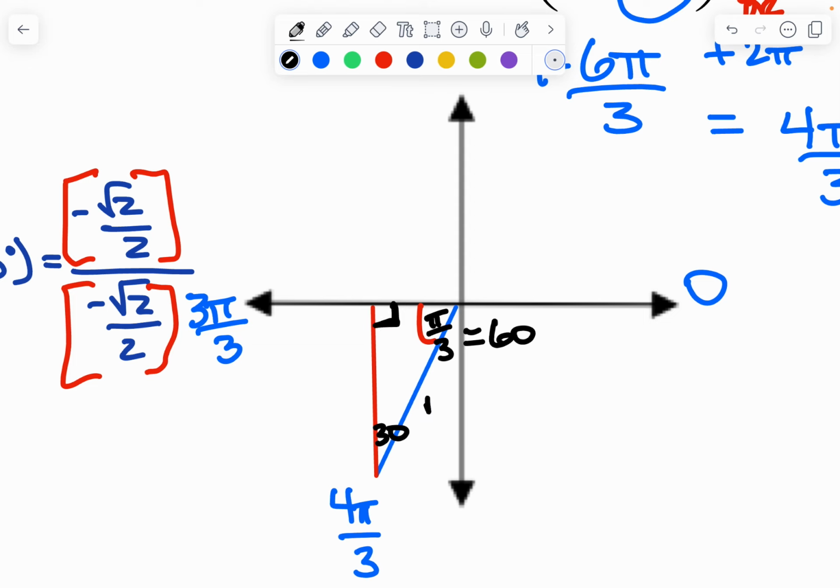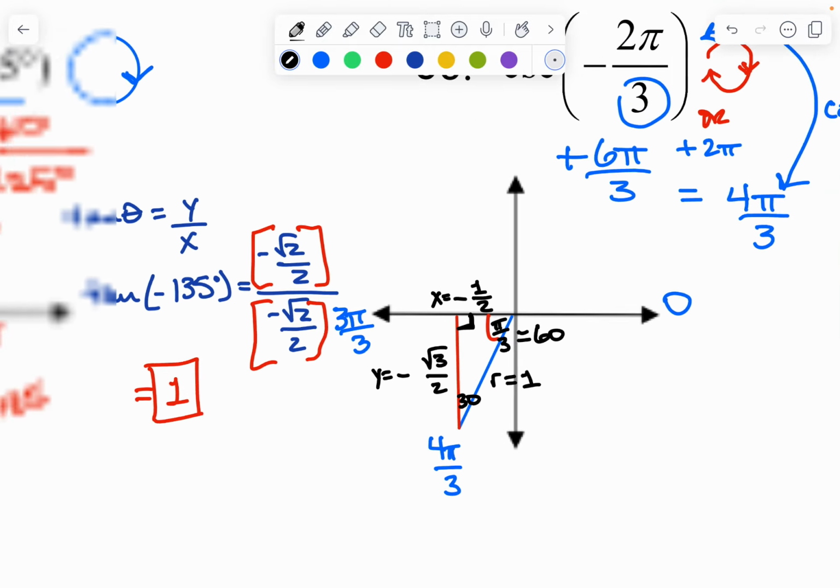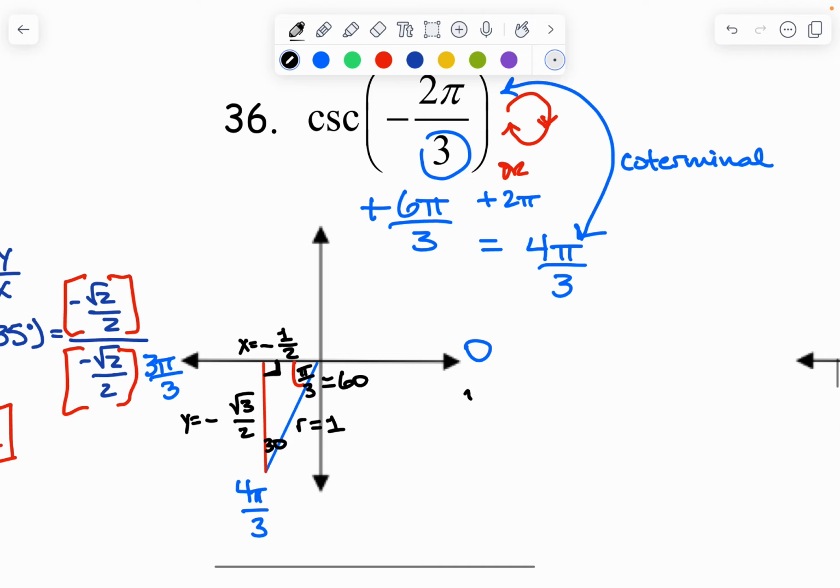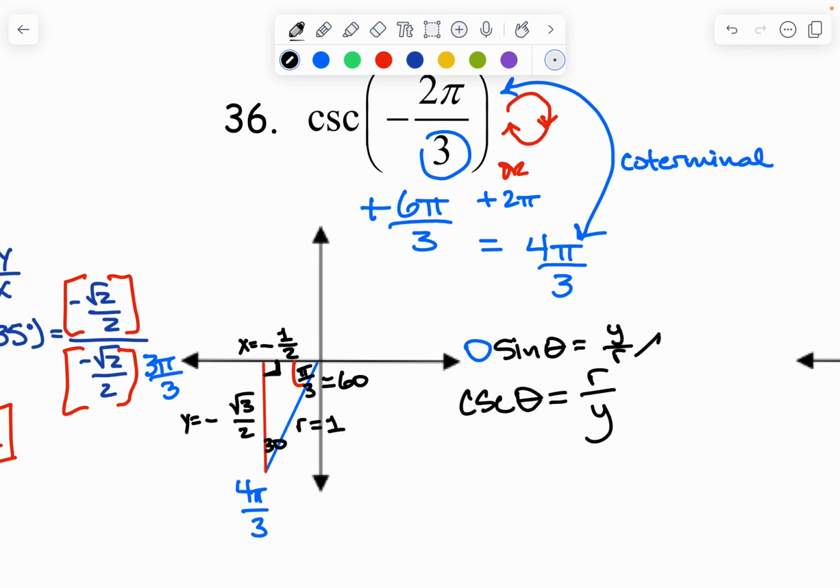So the hypotenuse is always positive 1. The short side is 1/2. In this case, it's negative. The mid side is square root of 3 over 2. In this case, it's negative. And that's my x. This is my y. I'm looking for cosecant. Cosecant of theta equals r over y, because sine of theta equals y over r, and you have to flip it to find the reciprocal.